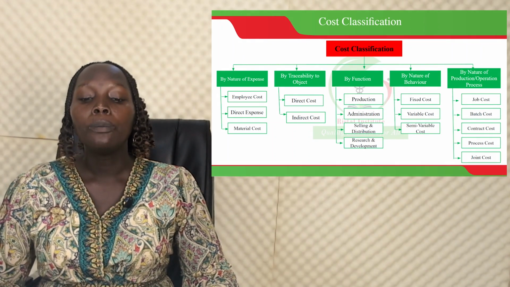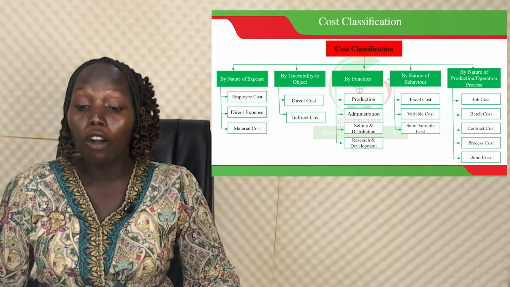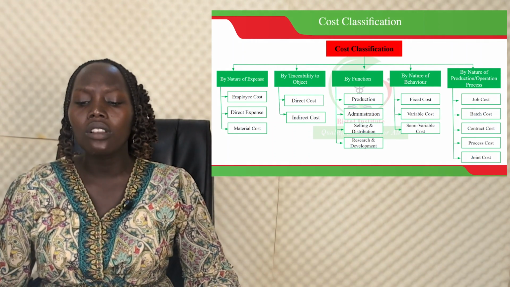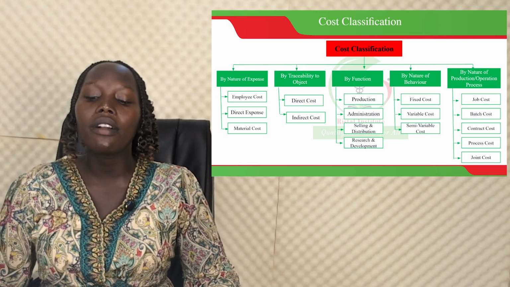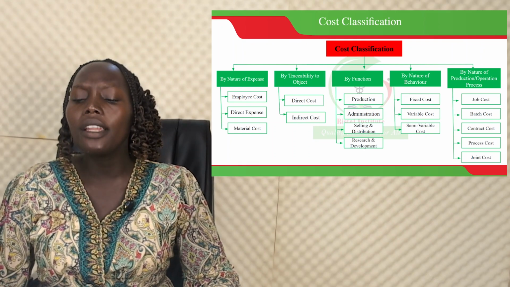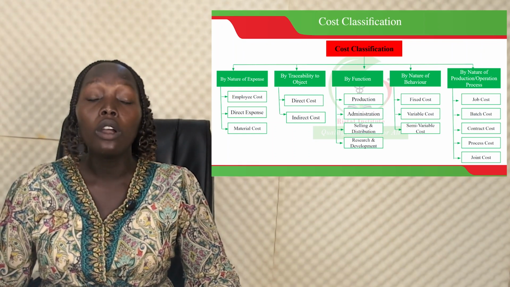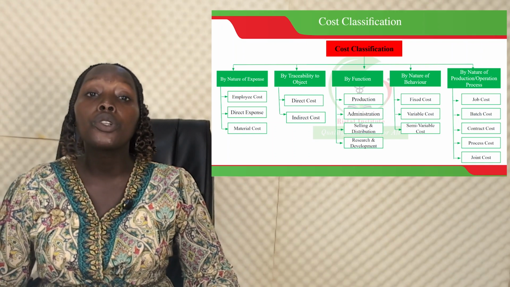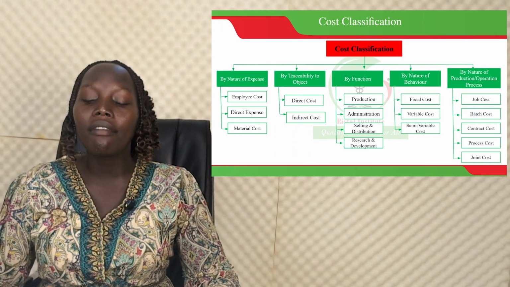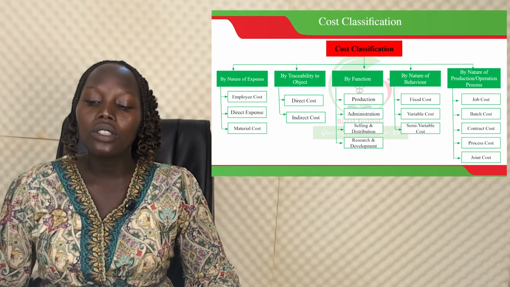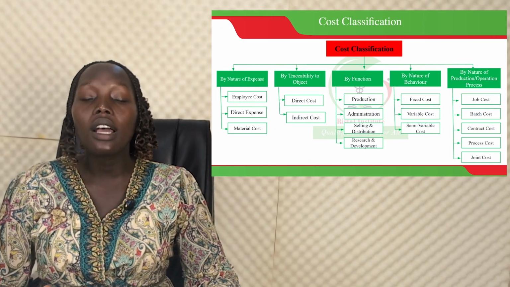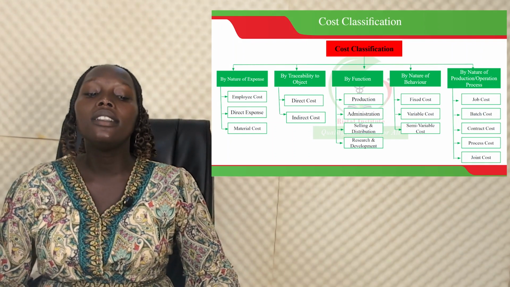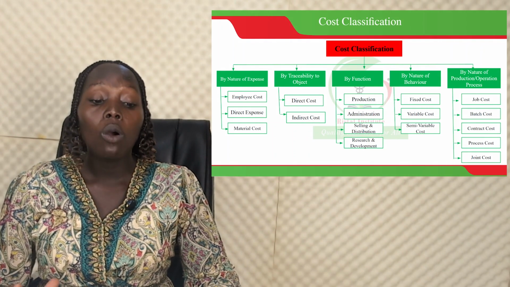And then it's also classified by the nature of behavior. Under this we have the fixed cost, the variable cost, and the semi-variable cost. And then it's also classified by the nature of production or the operation processes. Under this we have the job cost, the batch cost, contract cost, process cost, and the joint cost. So let's look at these classifications one by one.